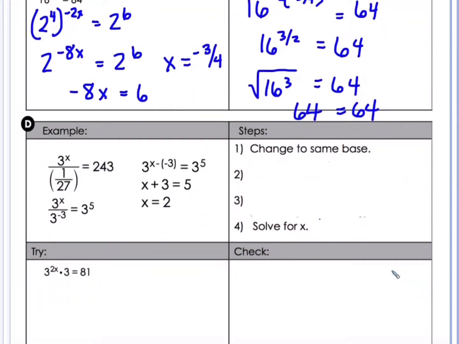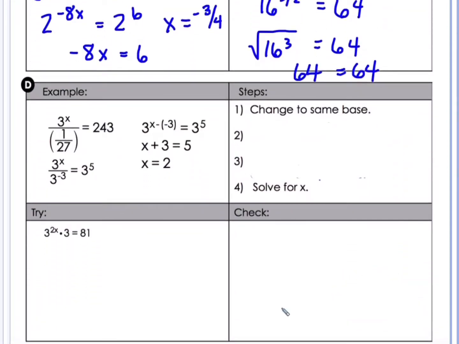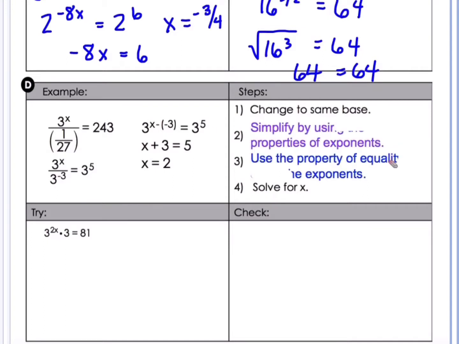Scroll down to example D. In this case, it says step 1, change to same base. So we can see that we do not have the same base right now, and we would think that 3 is going to be our same base. We can rewrite this one to be 3 to the negative 3 power, and this would be 3 to the 5th. And then from there, again, we can follow the same steps as before.